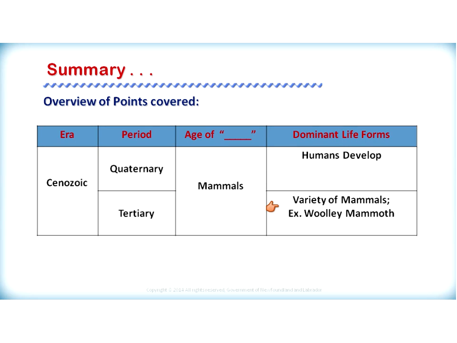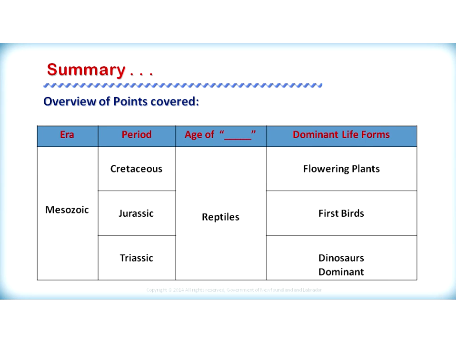Some dominant life forms that existed in the Tertiary include many different mammals, such as the woolly mammoth and the saber-toothed cat, to mention two. And some of the most recent developments of life forms will be humans during the Quaternary period.